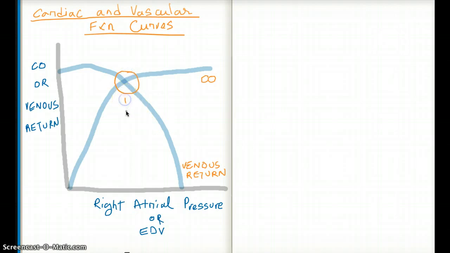So we are going to draw a line straight down and find out what this value is. Let's say this value is 5, so 5 on the x-axis. That is going to be our right atrial pressure. So in this particular scenario, the right atrial pressure is going to be 5.